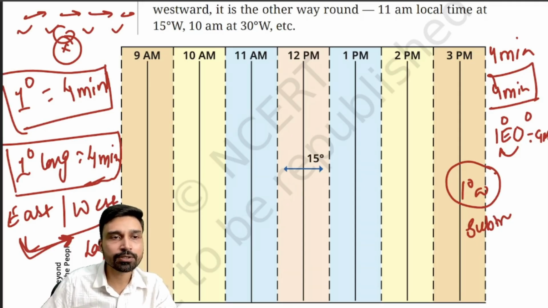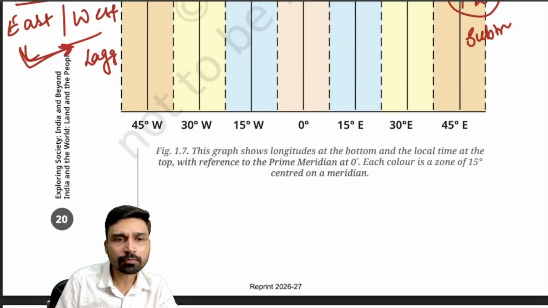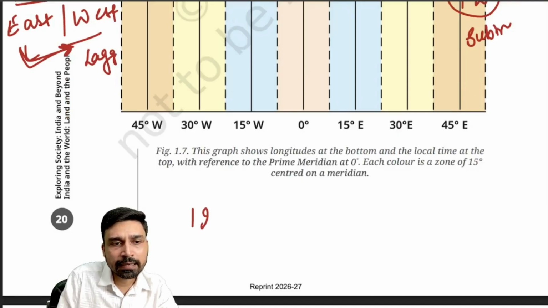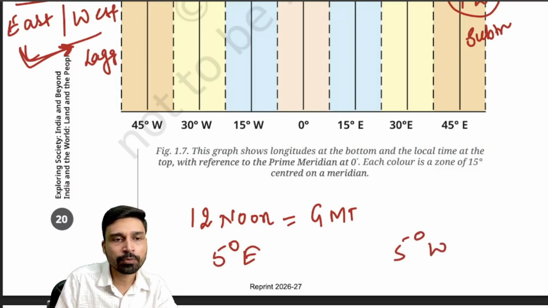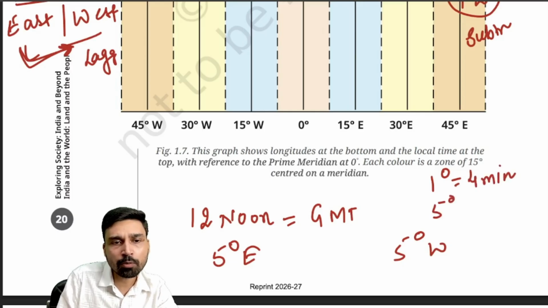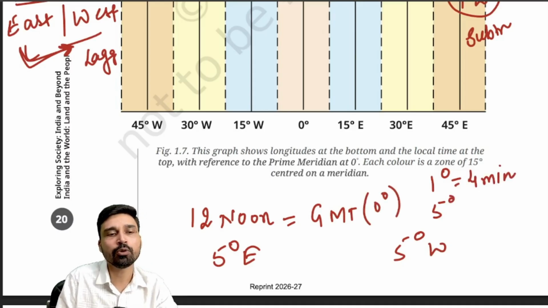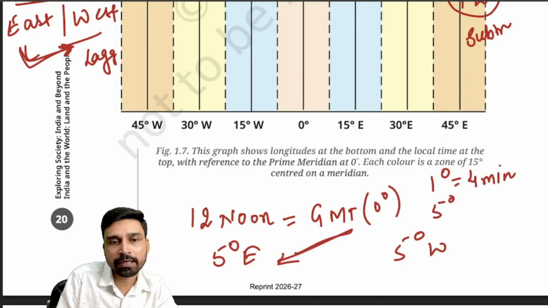Let us try to understand this by taking a simple example. Suppose I say that as of now at GMT, the time is 12 noon. Now what will be the time at 5 degrees east of longitude, and what will be the time at 5 degrees west of longitude? We know that for 1 degree change of longitude, time varies by 4 minutes. If you talk about GMT, what is the longitude of GMT? 0 degrees. So the difference here is of 5 degrees. So for a 5 degree difference in longitude, the time difference will be about 20 minutes.